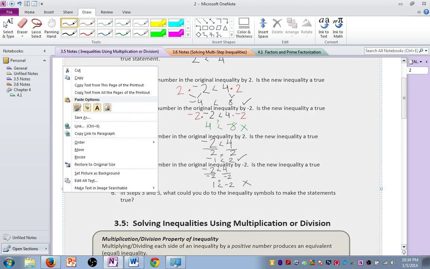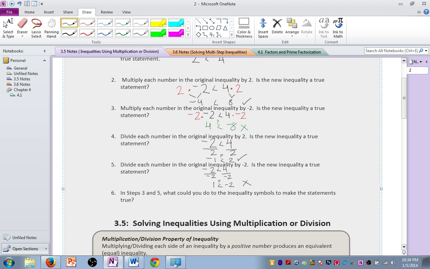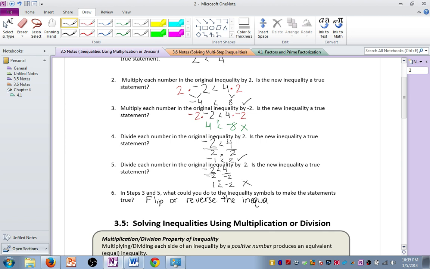So what could we do to the inequality symbols to make that statement true? We could flip or reverse the inequality symbol. When we go back up to number 3, 4 is greater than -8. And if we go back up to number 5, 1 is greater than -2.